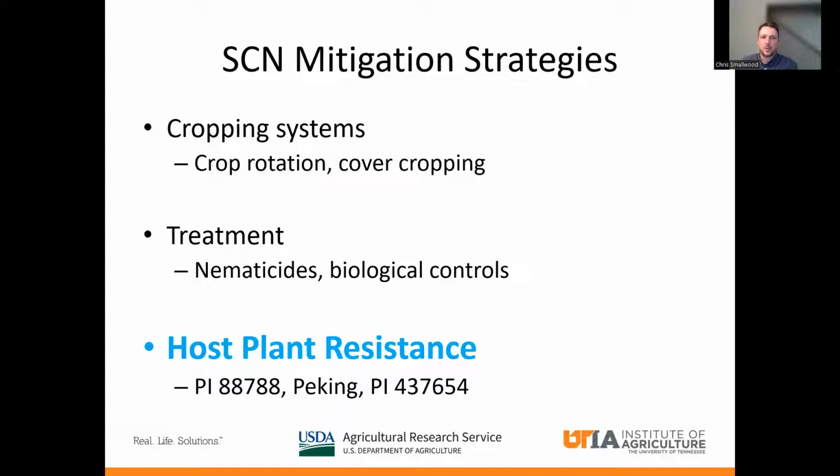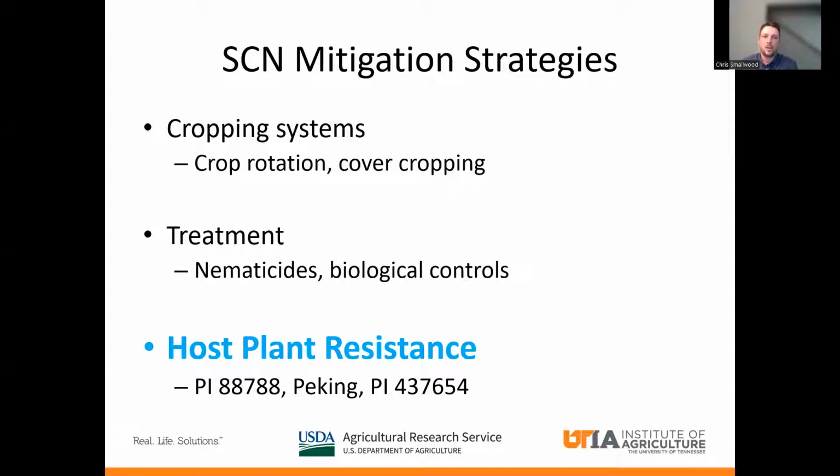Secondly, there are treatment options, including nematicides and biological controls. These options can include significant costs and the results can often be mixed. And so they're not currently widely used. I would add that there are many natural enemies living within the soil, such as fungi, bacteria, and parasitic nematodes, which could be further studied with regard to the biological control avenue. But today we're going to be focusing on host plant resistance. And this is the strategy that we work on in my lab.